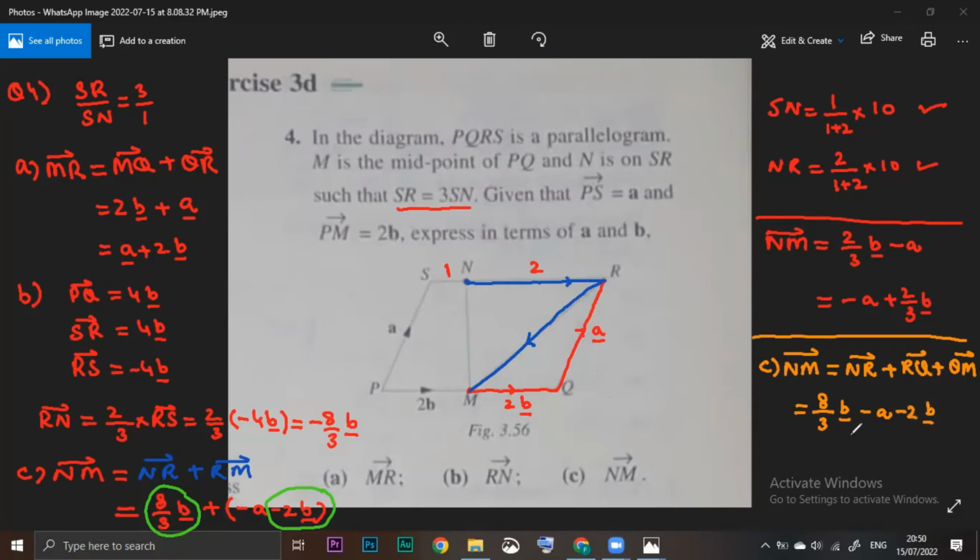We can also find out NM in this way. This one is again minus A plus 2 over 3B. Always underline the vector quantities.